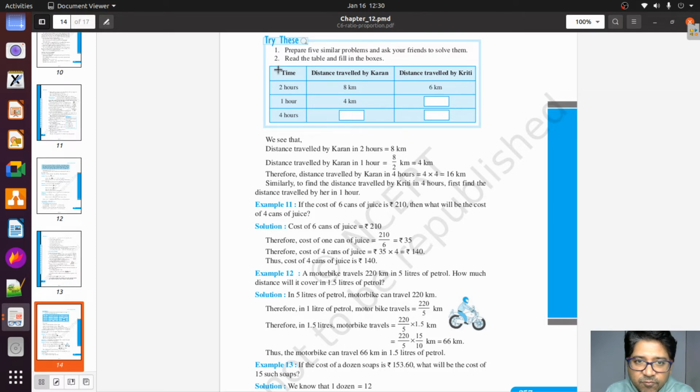So the first thing they are telling is time. In time we have 2 hours, 1 hour, 4 hours. In the second column, this is called a column, this is called a row. So in the second column we have the distance traveled by the first person, and the distance traveled by whom?